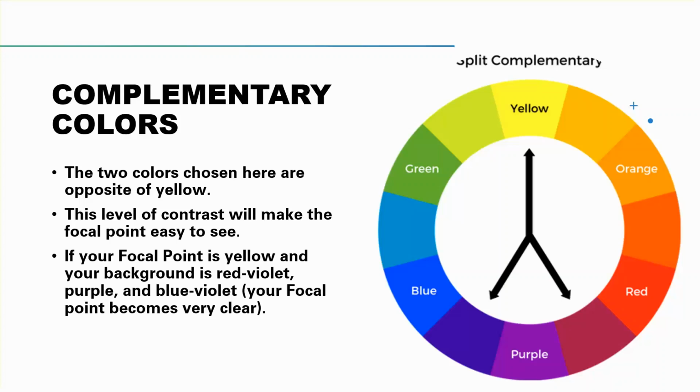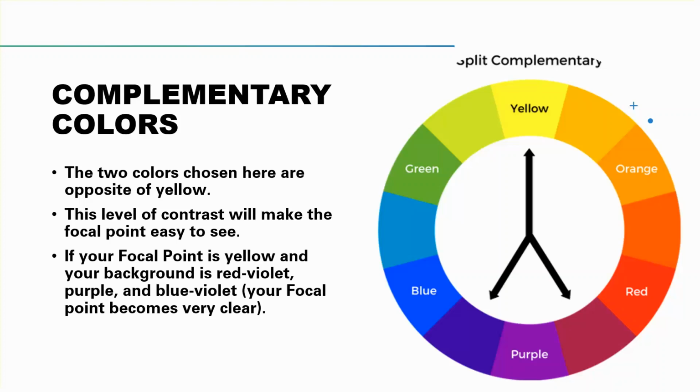If your focal point is yellow and your background is red violet, purple, and blue violet, your focal point becomes very, very clear. You can choose whatever colors you want for a complementary color scheme, but as long as the colors are opposite of each other, it makes it super easy for your focal point to stand out.